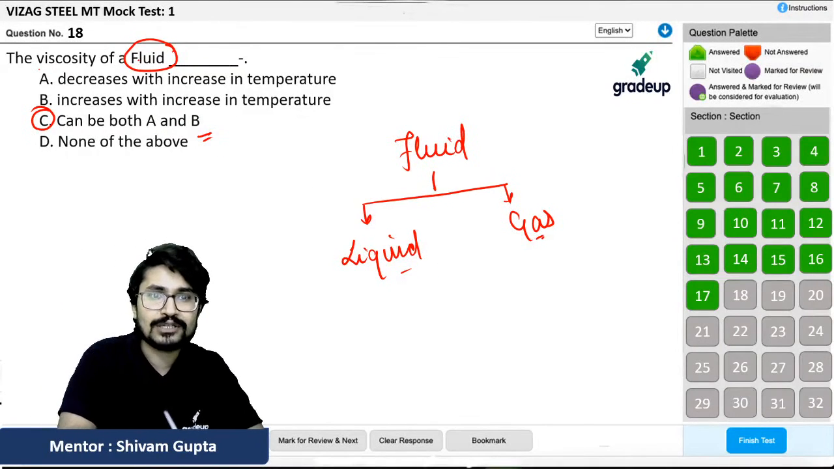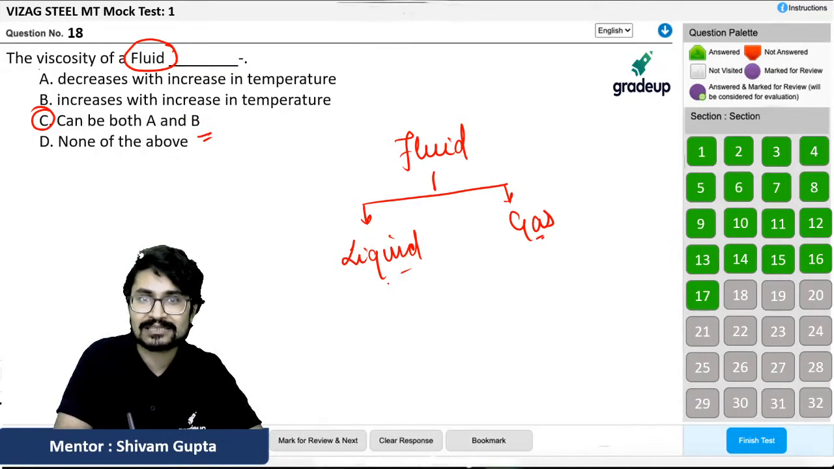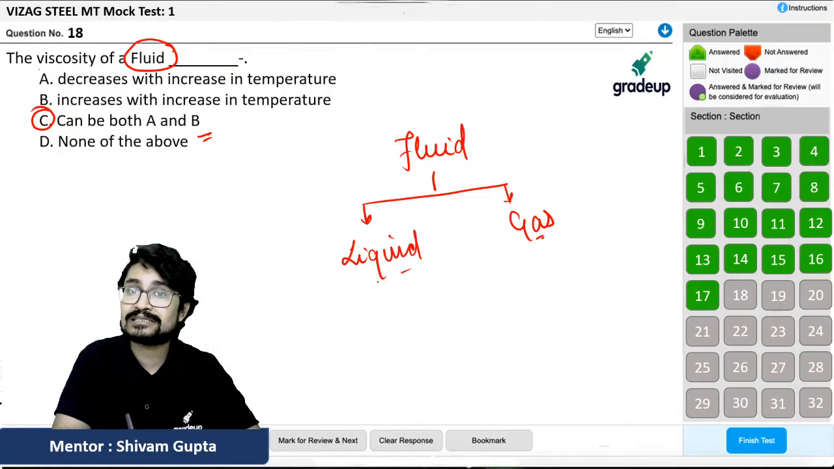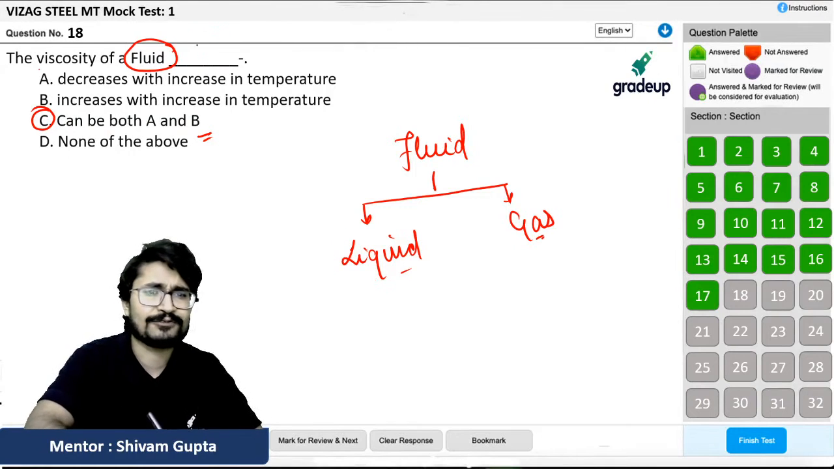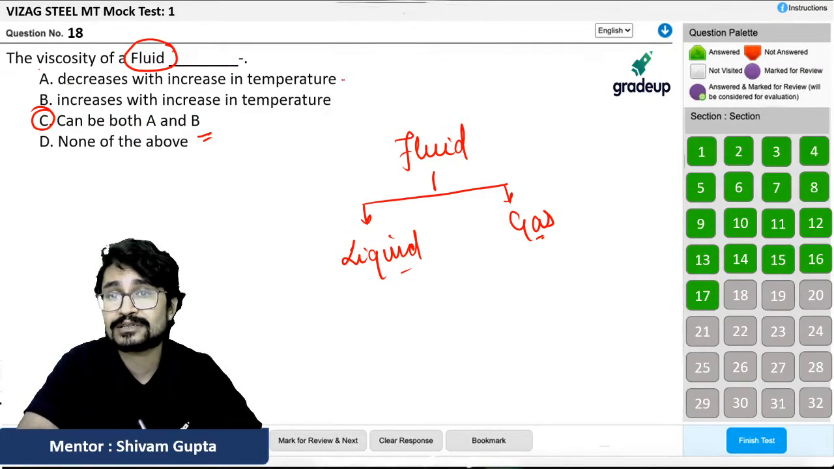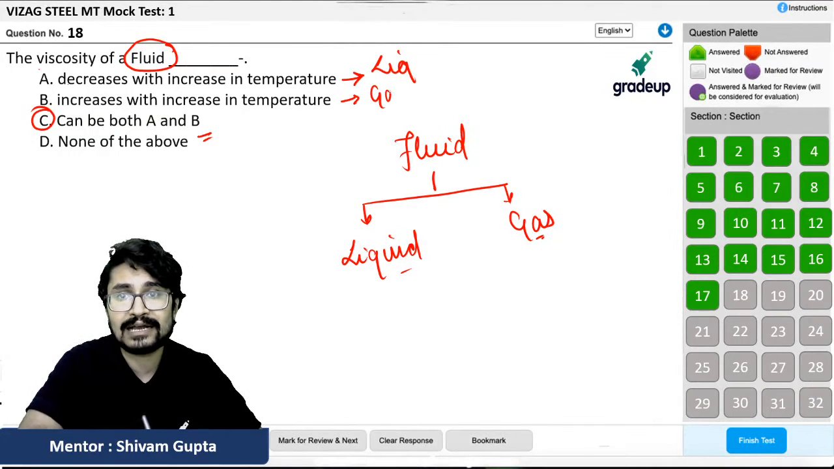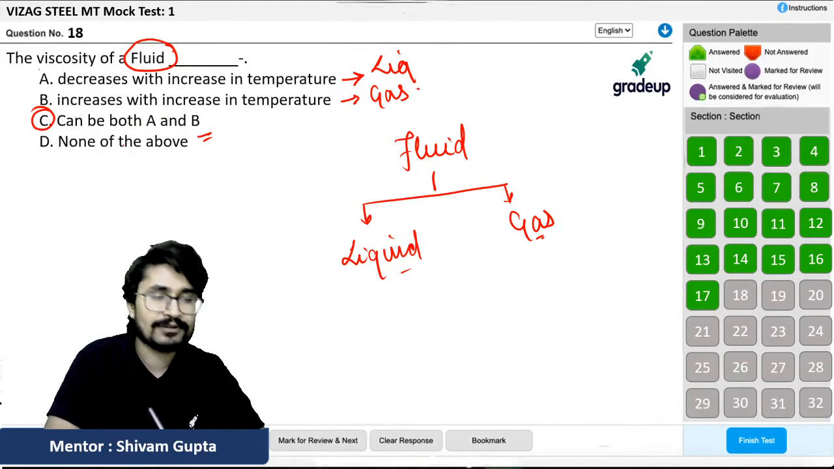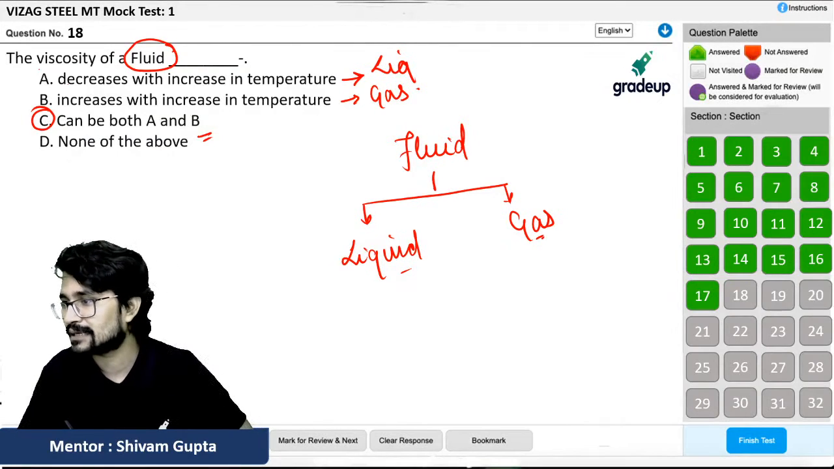So viscosity of the liquid decreases with increase in temperature. No, viscosity of the fluid, gas, increases with increase in temperature. Yes, viscosity decreases with increase in temperature. This is for the liquid, and increases with increase in temperature. This is for the gas. So both A and B will be the correct answer. Option number C will be the correct answer, right?